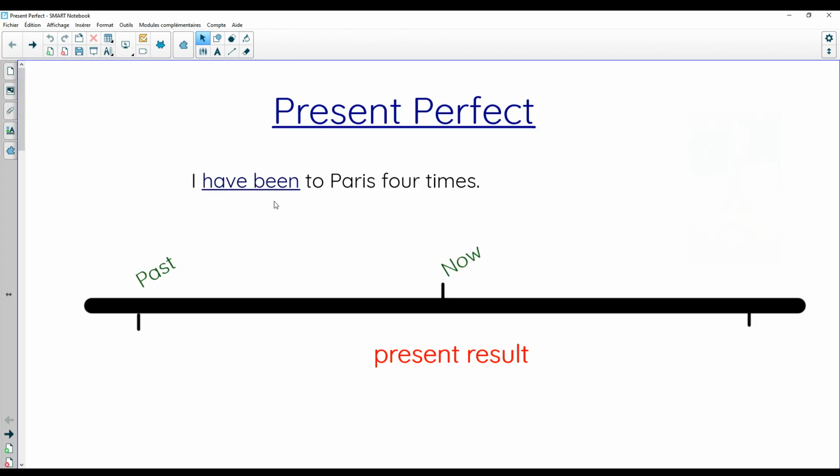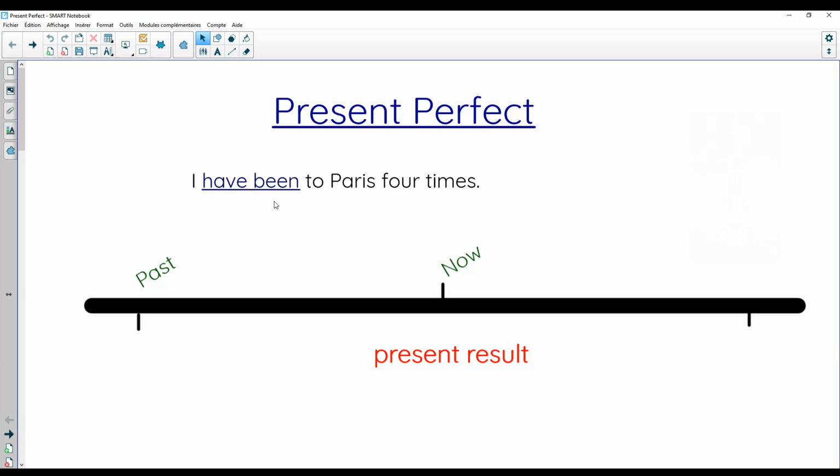We use the present perfect to indicate a link between the present and the past. It's actually a present tense referring to a past event, focusing on the present result. It's clear like that, right?